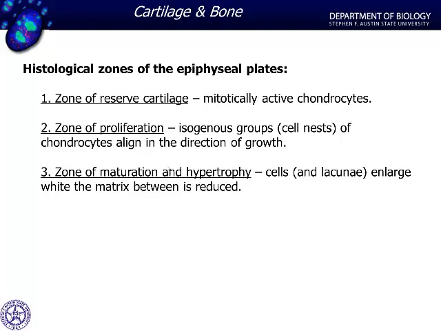But then all of a sudden, we see the zone of rapid proliferation, where the isogenous groups, the chondrocytes, get so crammed together that they look like stacks of coins lined up against each other. That indicates we are in the zone of proliferation, with very rapid growth. Then our lacunae are going to absolutely enlarge. The cells enlarge, the lacunae enlarge, and there's just a lot of white space that we begin to see. This is the zone of maturation and hypertrophy, this tremendous growth of the lacunar spaces of our cartilage.